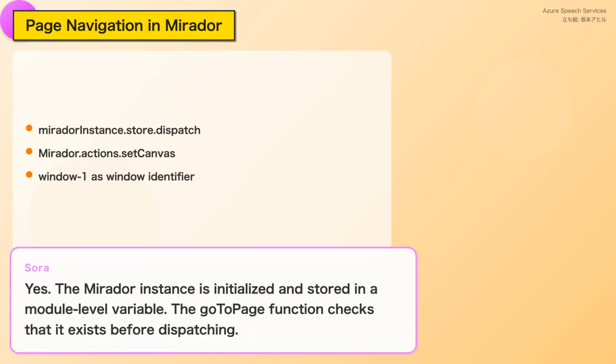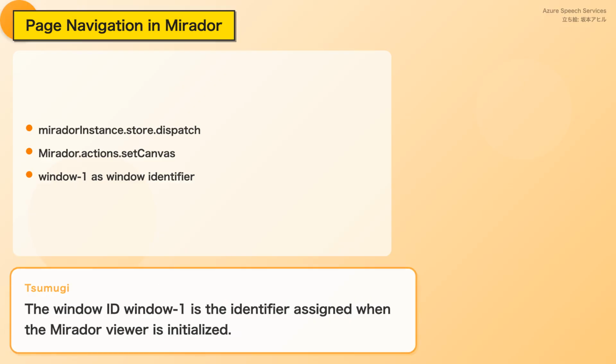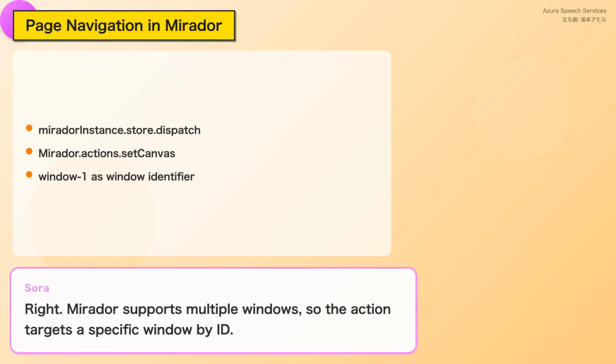Yes. The Mirador instance is initialized and stored in a module-level variable. The goToPage function checks that it exists before dispatching. The window ID window1 is the identifier assigned when the Mirador viewer is initialized. Right. Mirador supports multiple windows, so the action targets a specific window by ID.